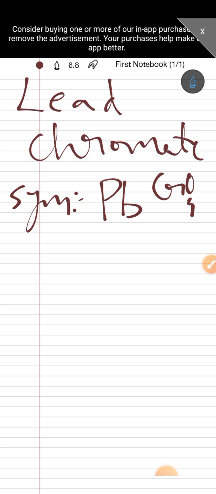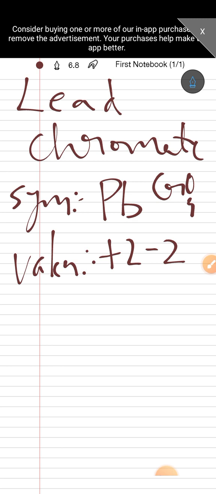Formula of chromic acid is H2CrO4. Now from H2CrO4, Cr is chromium, and we have O, that is oxygen, and H, we know it's hydrogen. So if we remove the H2 hydrogen, what will be the valency? The valency on CrO4 will be minus 2. And lead has a valency of plus 2. So here again, similar to the previous example, plus 2 minus 2 will cancel out.